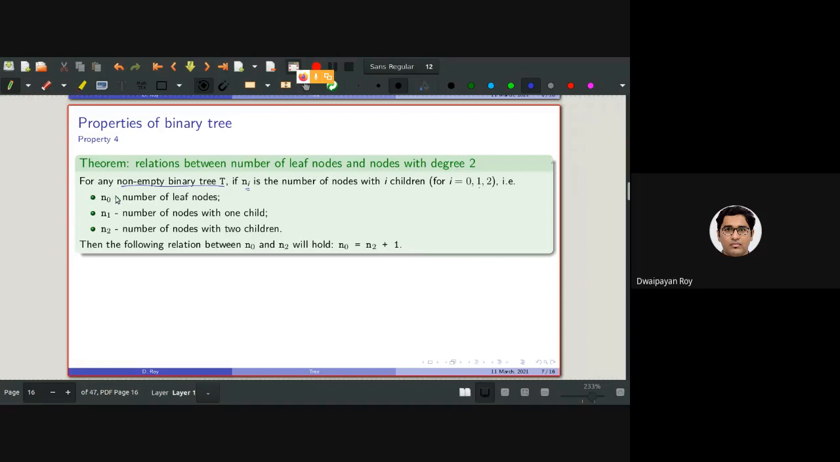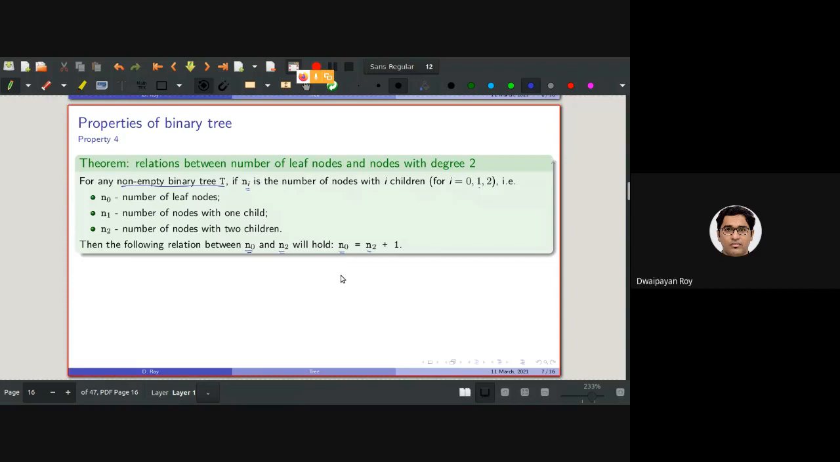So the property is again for any non-empty binary tree T, if ni is the number of nodes with i children, then the following relation between n0, that is the number of leaf nodes, and n2, that is the number of nodes having two children, will be n0 equals n2 plus 1. That is, the number of leaf nodes will be the number of nodes having two children plus 1. Can you prove this?